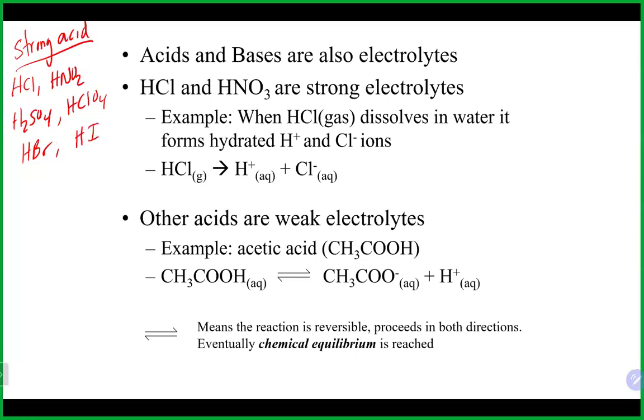So this list of 6 acids are your strong acids, which means, again, in context of this chapter, if you come across one of those, you could expect it to completely break apart into ions in solution.